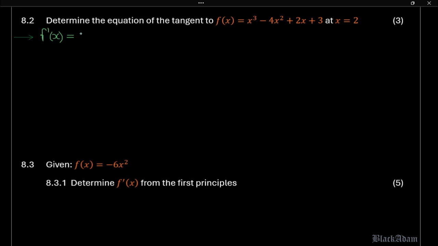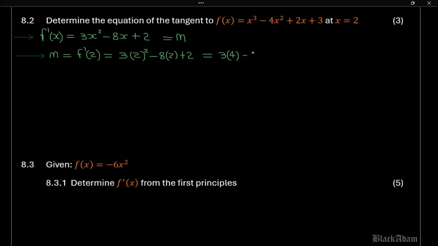f of x is going to be 3x to the power 2 minus 4 times 2 is 8, negative 8x, and then plus 2. Alright, and then we know that's the gradient, and that is the first derivative, which is the equation for the tangent. Using the first derivative, substituting x for 2, we have 3 bracket 2 to the power 2 minus 8 bracket 2 plus 2. All of that will give us the gradient.